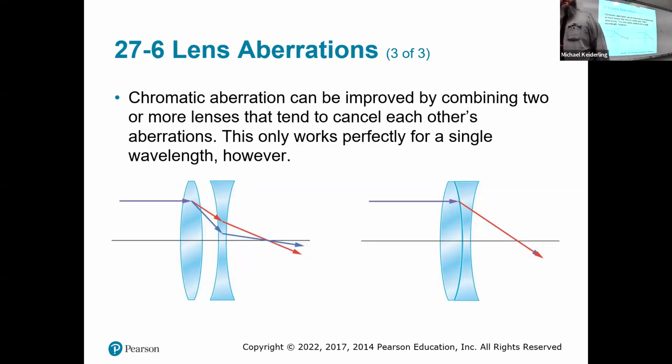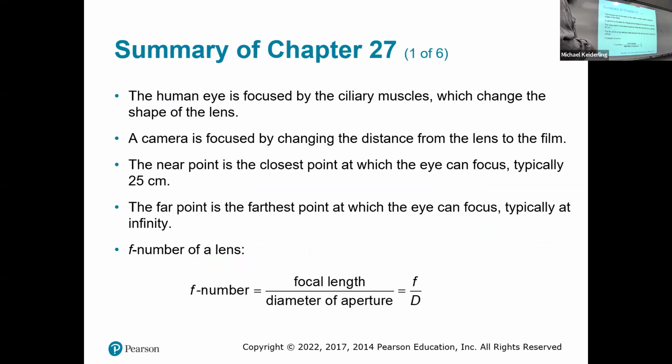They work to cancel each other's aberrations out. So camera lenses are so complicated partially to get rid of chromatic aberration. They also do stuff with coatings and things. But yeah, that's part of the issue. And that is the end of chapter 27.